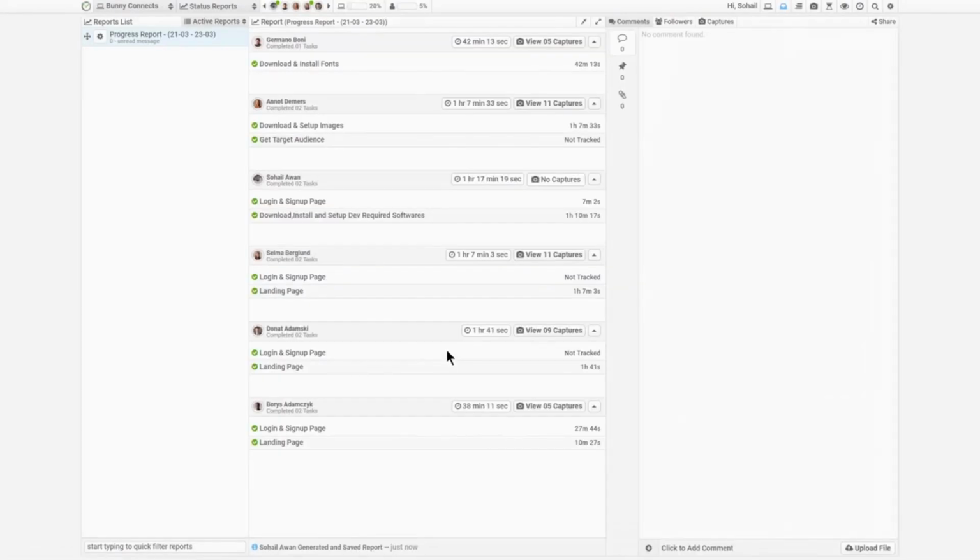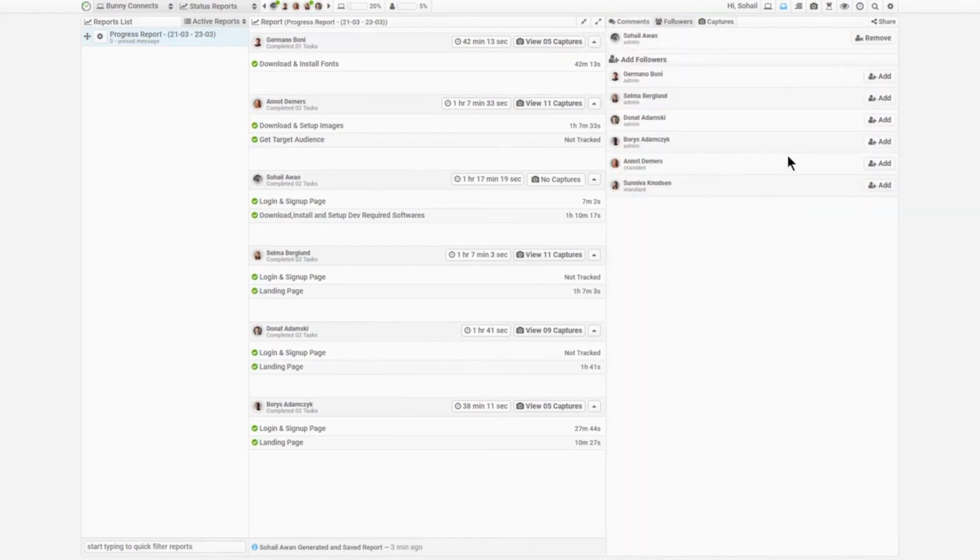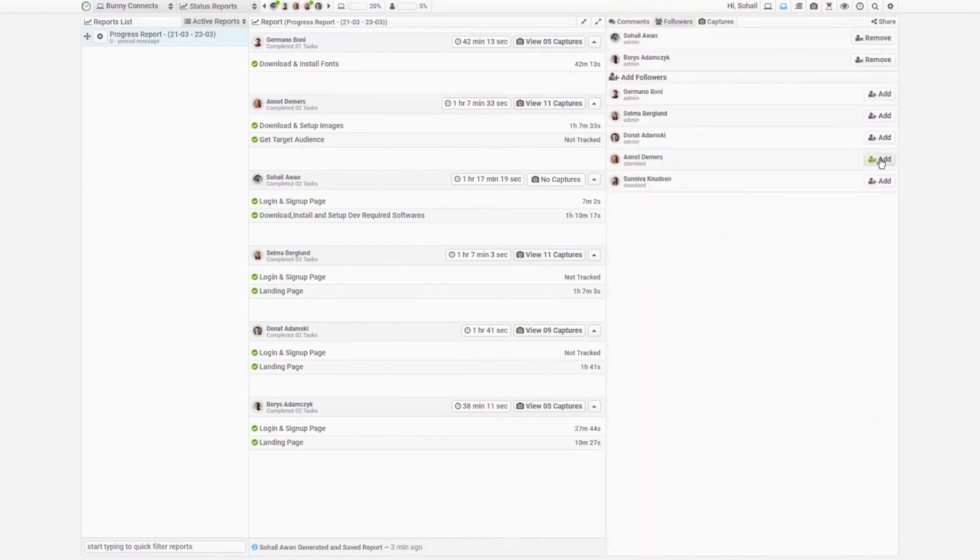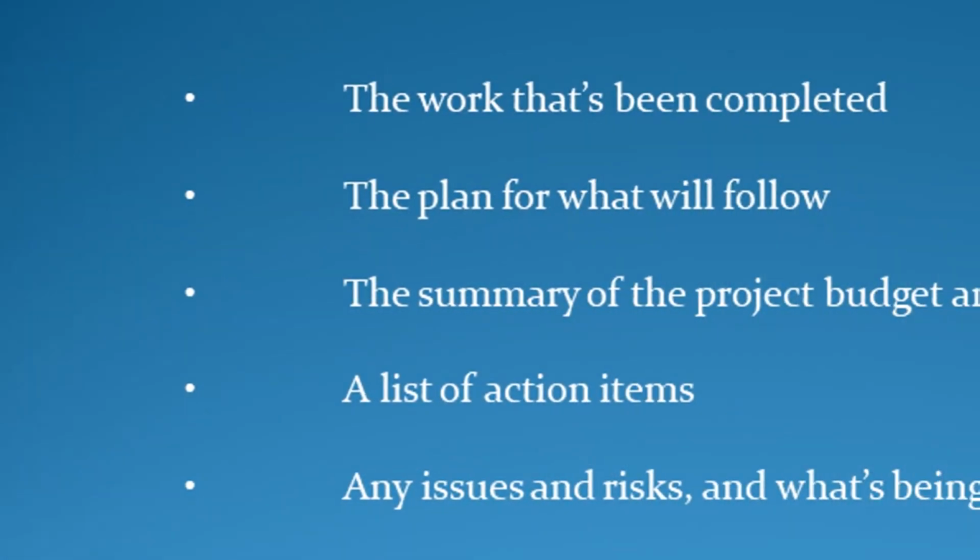The true value of a project status report lies beyond its use as a communication channel. It also provides a documented history of the project. This provides historical data, so the next time a similar project is being planned, missteps or bottlenecks can be avoided.